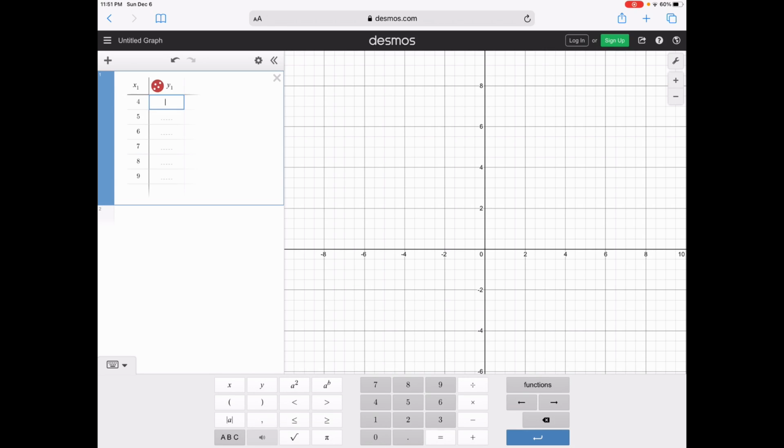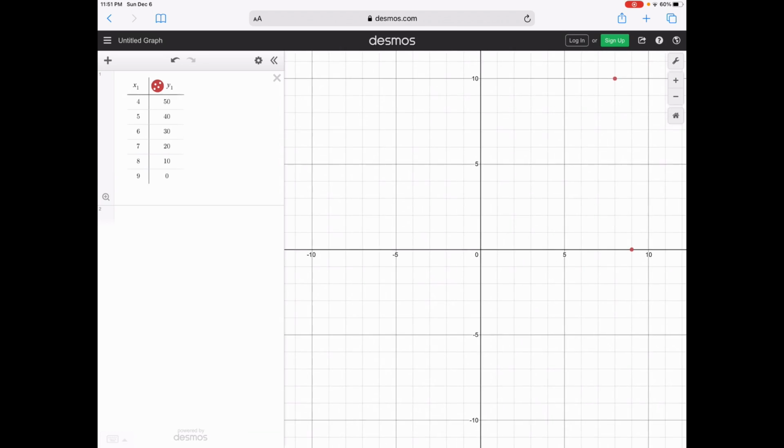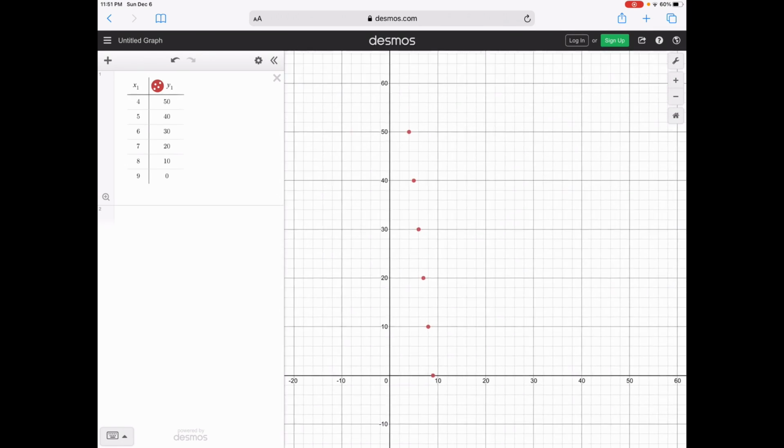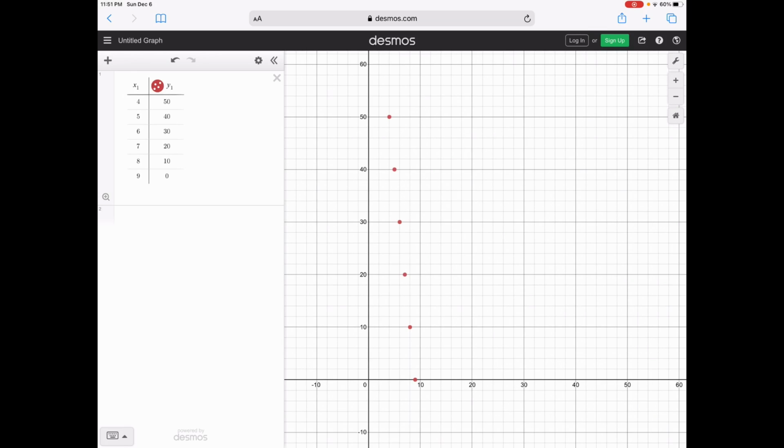which went from 50 to 40 to 30 to 20, 10, and 0. Now we have our data set plotted. I'm going to zoom in a little bit so I can see all my data. There they are. It's definitely going down from left to right, and it's a very steep slope.